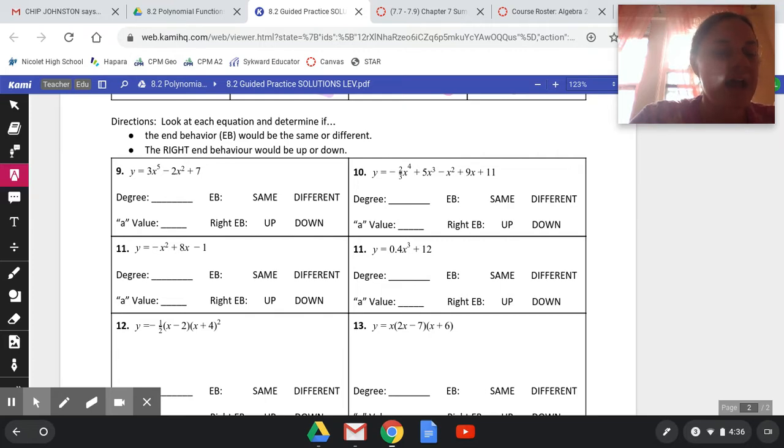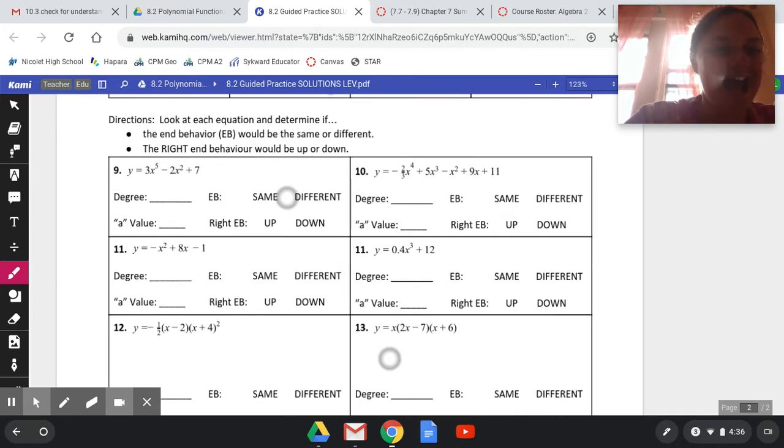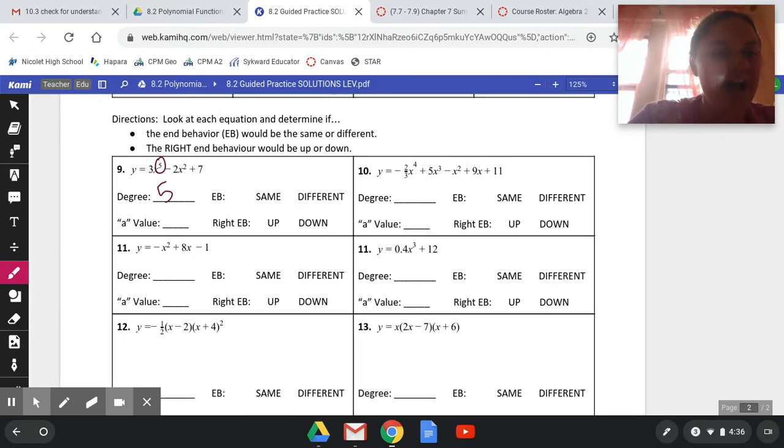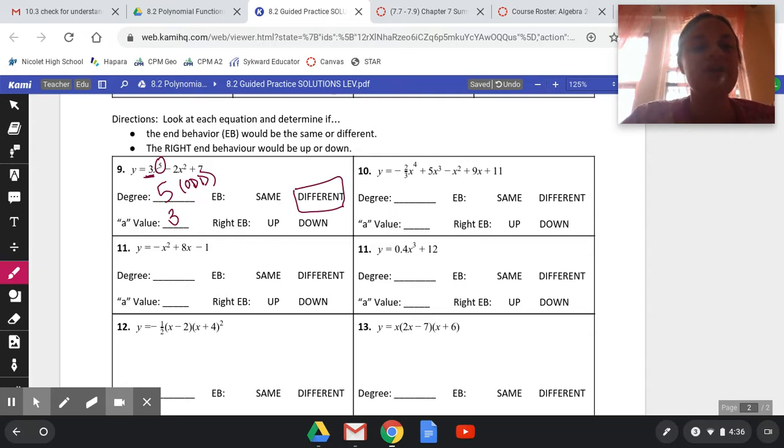All right, so looking at my first example here, problem number 9, my degree would have to be 5 because that is my highest exponent. So here we go, degree is 5, which means that since my degree is 5, which, by the way, if you didn't know that, it's odd, that means that they're ending in different directions. And my a value is this 3, that's my leading coefficient, which since it is positive, that means that my right side is going up, which would mean that my left side is going down.